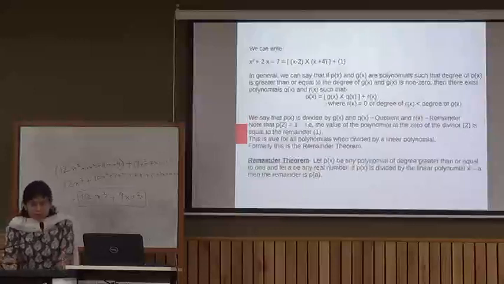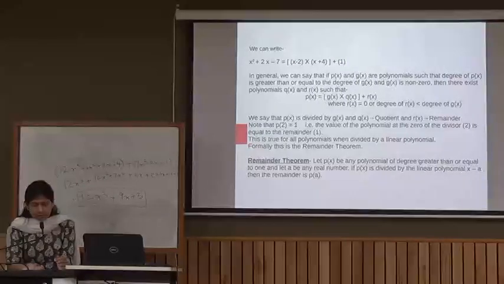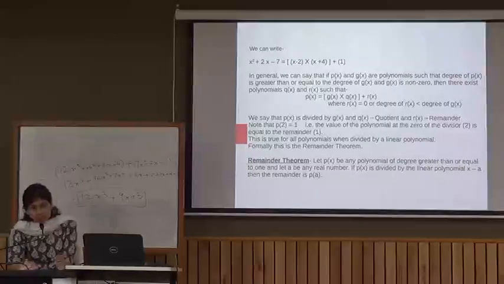On doing this entire division, we can write x squared plus 2x minus 7 is equal to x minus 2 into x plus 4 plus 1. Here x plus 4 is the quotient, x minus 2 is the divisor, and 1 is the remainder. Now we stop the division at 1 simply because the degree of the remainder polynomial here is 0, which is clearly less than the degree of the divisor, which is equal to 1.